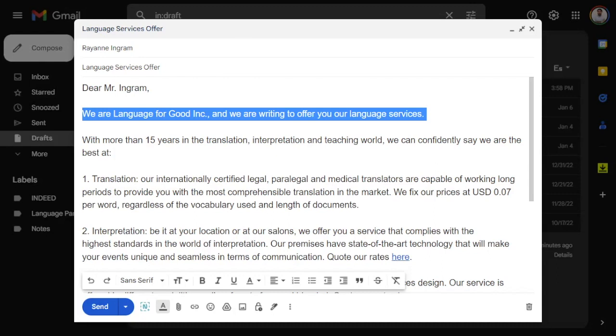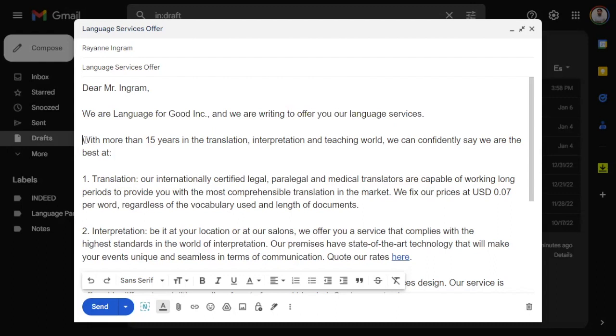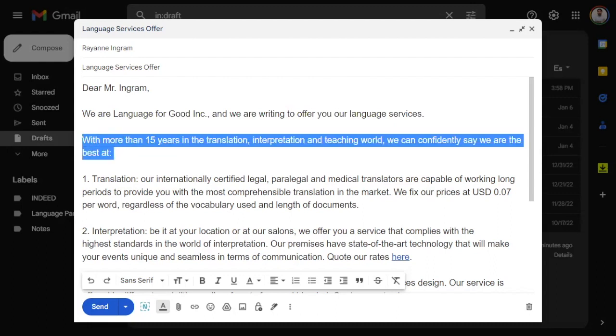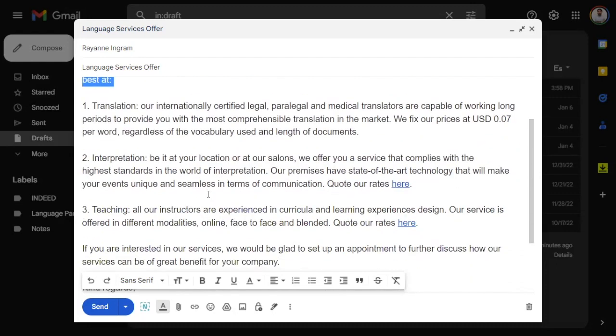And then they explain the reason for writing. We are writing to offer you our language services. They talk a little bit about themselves, what they do. In this case, with more than 15 years in the translation, interpretation, and teaching world, we can confidently say we are the best at it. If you pay attention to these two structures, this writer is using the simple present because they are describing themselves and introducing some of the services that they offer. Let's take a look at the three services they present.